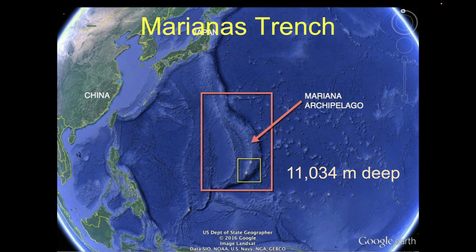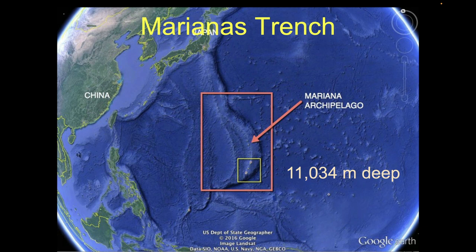Another example would be the deepest part of the ocean, which is the Challenger Deep, a specific part of the Marianas Trench. There's a chunk of islands here, the Mariana Archipelago, and the trench is alongside those islands, and it's deep. It's 11 kilometers deep. It's deep, deep, deep.